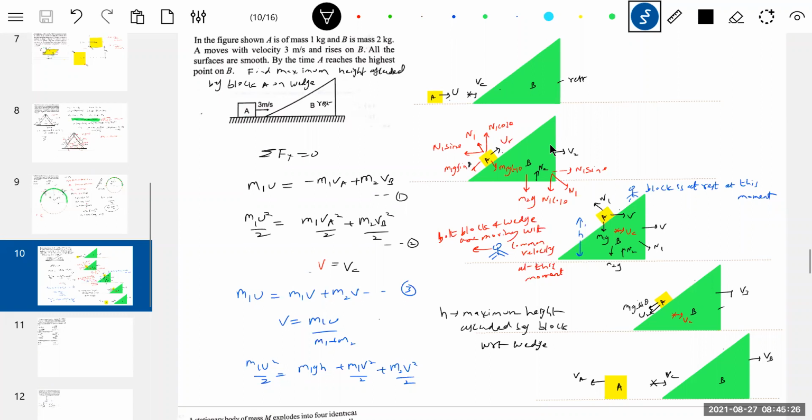Inclined plane smooth: momentum and mechanical energy are conserved. Inclined plane rough: momentum is conserved, mechanical energy is not conserved. Inclined plane is smooth: both momentum and mechanical energy are conserved.